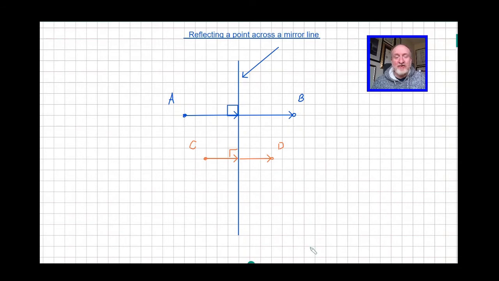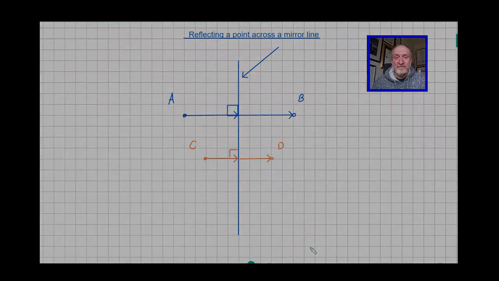Okay, well look, we've looked at 2 examples of a vertical mirror line. Now let's have a look at doing a horizontal mirror line.